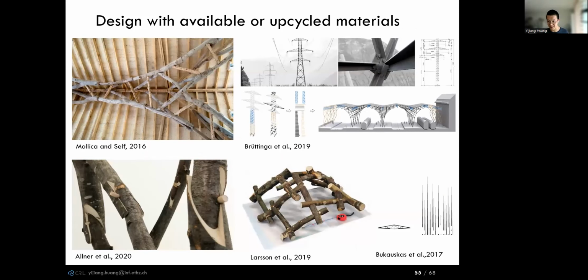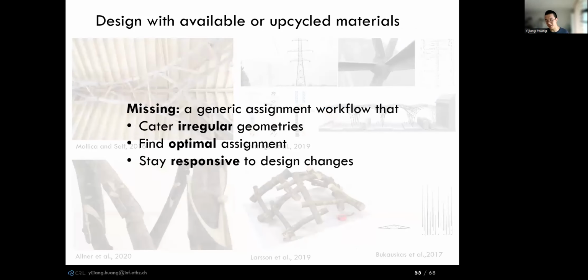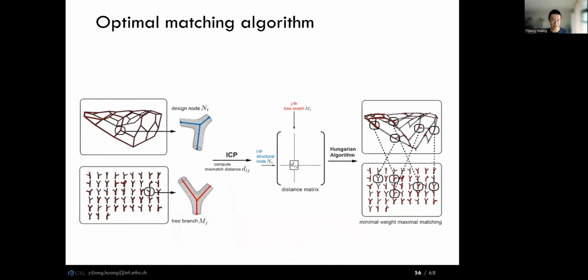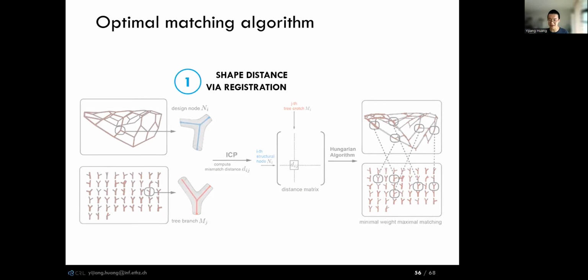There's an increasing interest in the idea of designing with reused parts, but we are nevertheless missing a generic computational assignment workflow that can cater to irregular inventory geometries and can find an optimal assignment while staying responsive to design change. So this work addresses this need by proposing a matching algorithm that finds the optimal assignments between the target design and material inventory. The important ingredients here are, first, using a geometric registration algorithm, classic ICP, to compute pairwise shape differences between the design set and the material inventory.